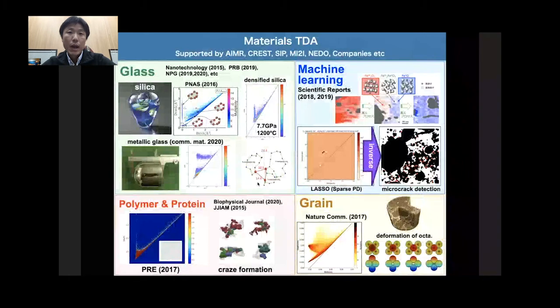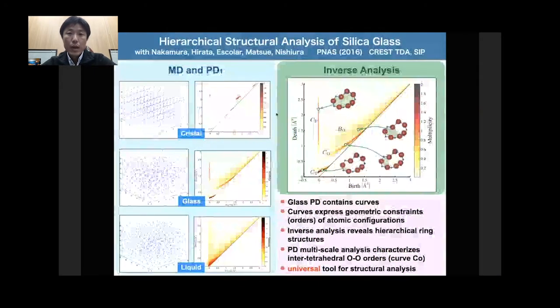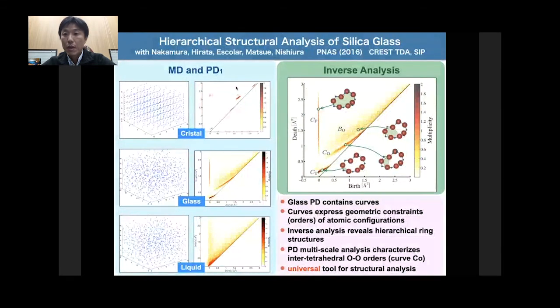However, in these applications, there are many opportunities where we actually need multi-parameter persistent homology for more detailed characterizations of material structures. So here, in order to make this point clear, let me explain one of the representative works about materials TDA. This research was done in collaboration with these people, published in 2016. Since I had several occasions to explain this result before, some of you here may already have heard the content of this research. But in order to make clear my mathematical motivation today, let me briefly explain the result here.